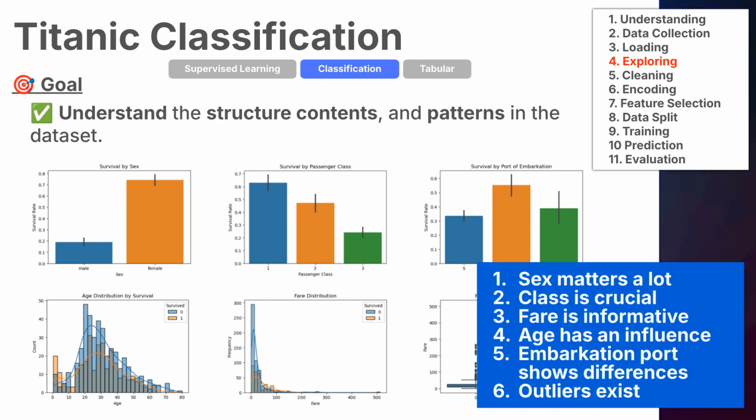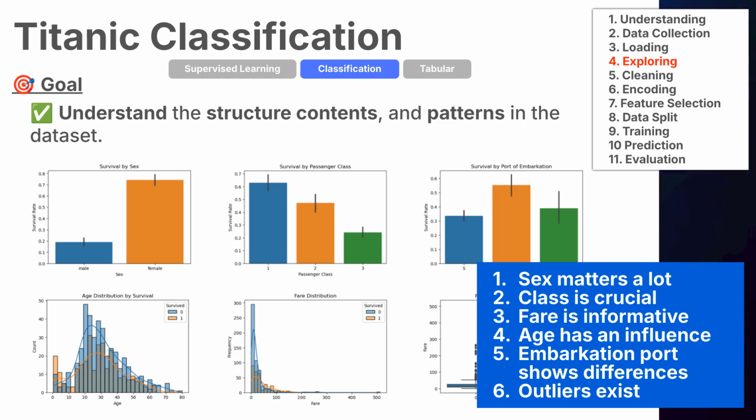Here's the quick summary. From the visualizations, we learned the following key insights. Sex matters a lot. Females had a much higher survival rate than males. Gender is a strong predictor. Class is crucial. First-class passengers had the highest survival rate, while third class had the lowest. Fare is informative. Higher fare-paying passengers tended to survive more, likely due to better cabin access and resources.